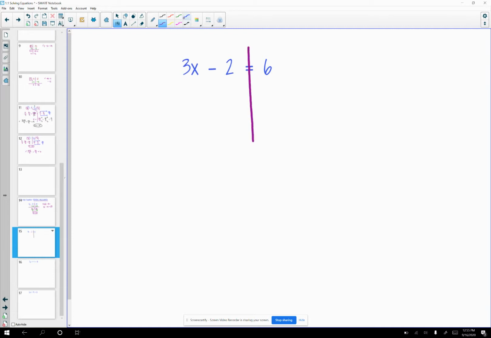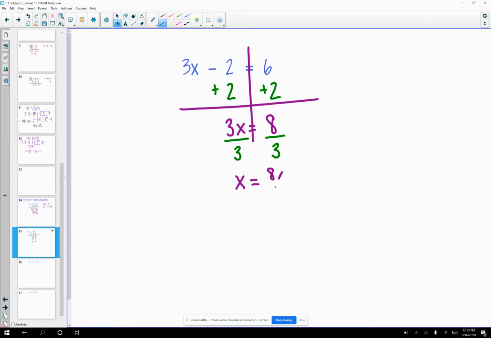So our first step here should have been to add 2 to both sides, which would leave us with 3x equals 8. And I have 3 times x, which means I want to divide by the coefficient. Now, if you got here and you were like, I don't think I'm doing it right because I got a weird answer, do not be afraid of those fractions. 8/3 is a great answer.